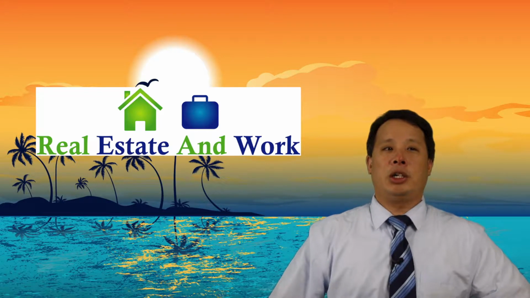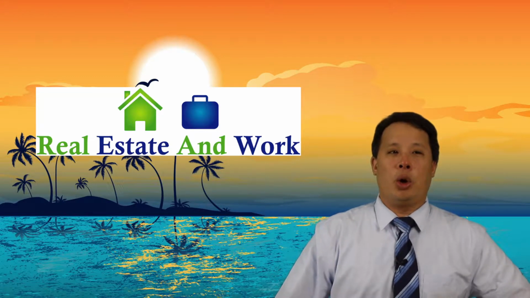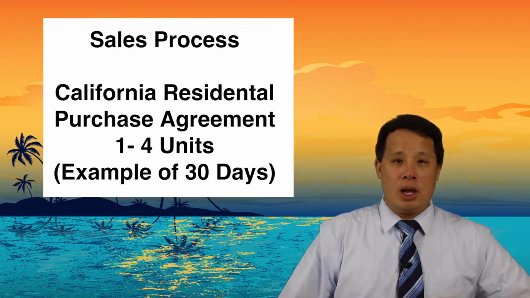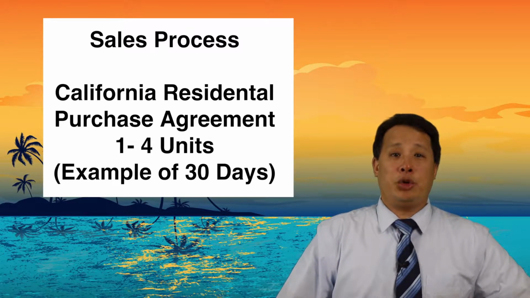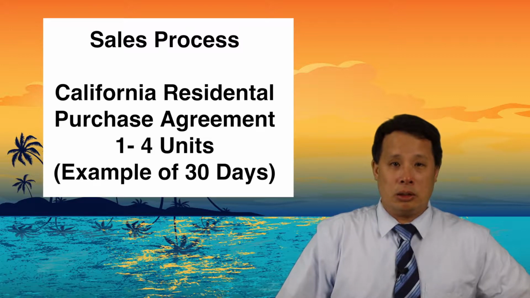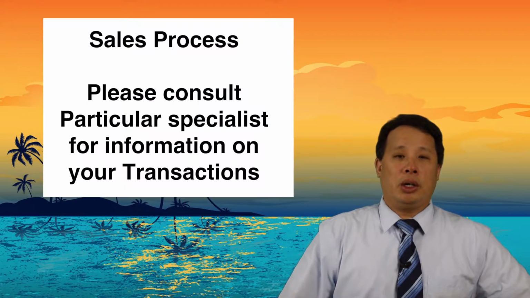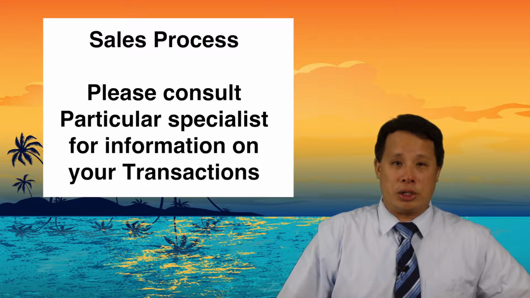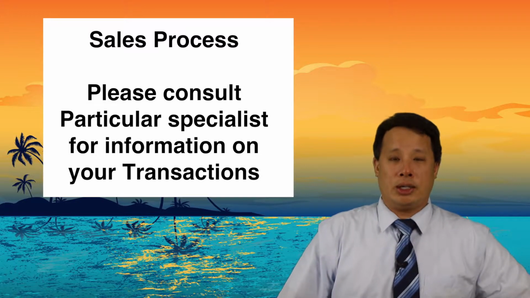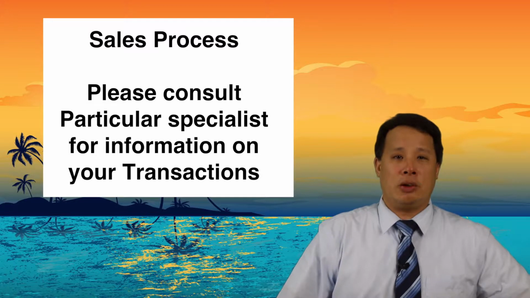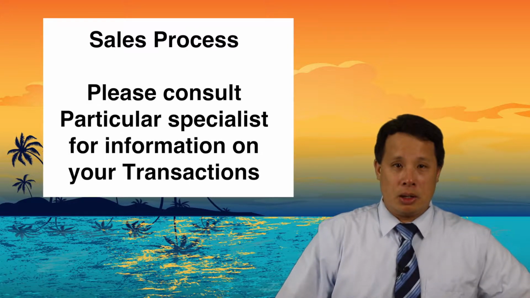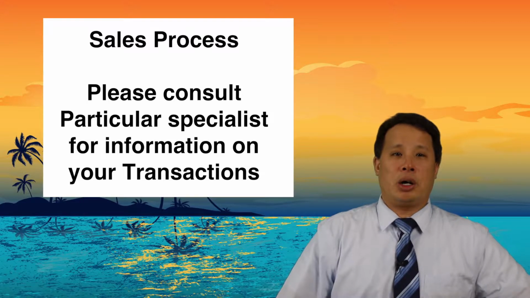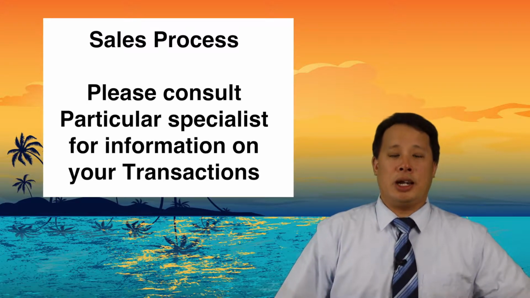Today we're talking about the sales process for standard residential 1 to 4 units. This is based on the California Purchase Agreement 30-day style. And please consult your realtor, escrow, and loan officer regarding time frame changes, due to the fact that every single transaction is different and the complexity of a transaction is different. Also, your needs are different. So please consult your realtor regarding any change. This is just the standard default version.